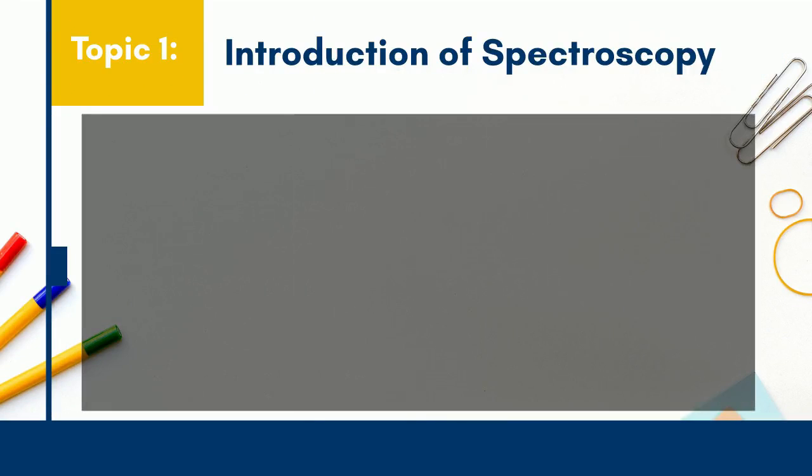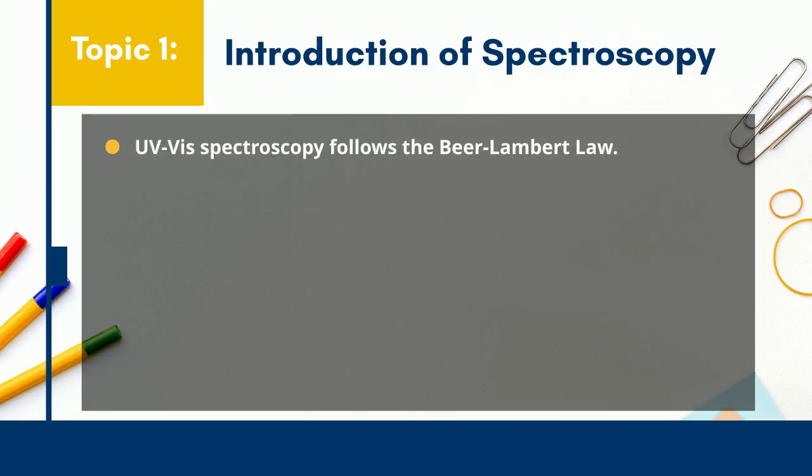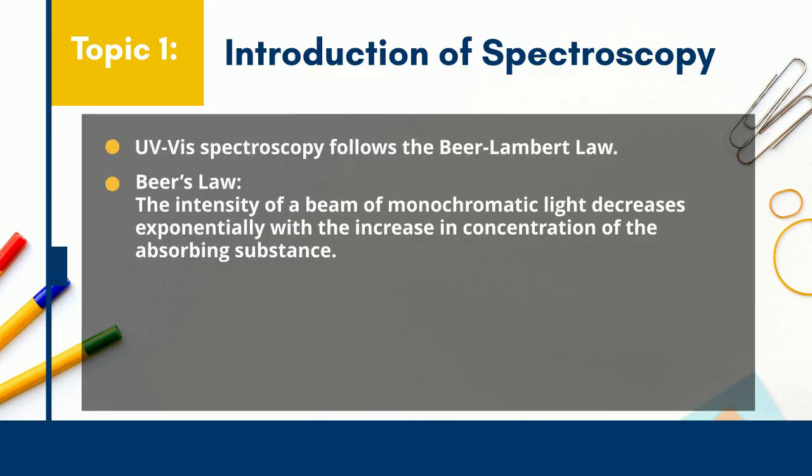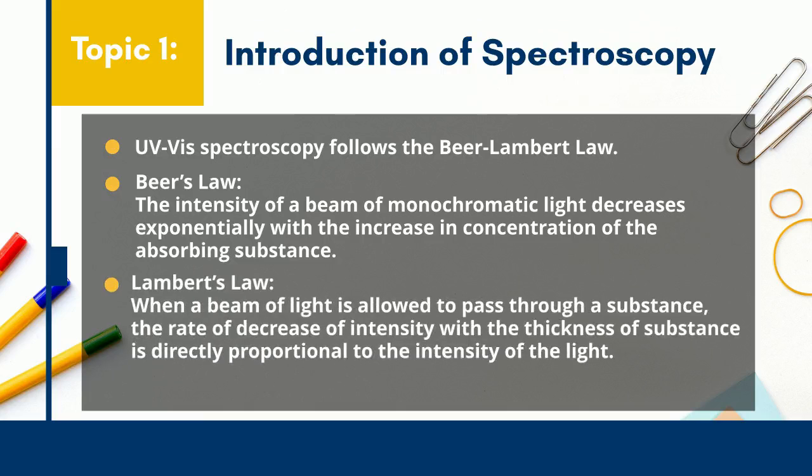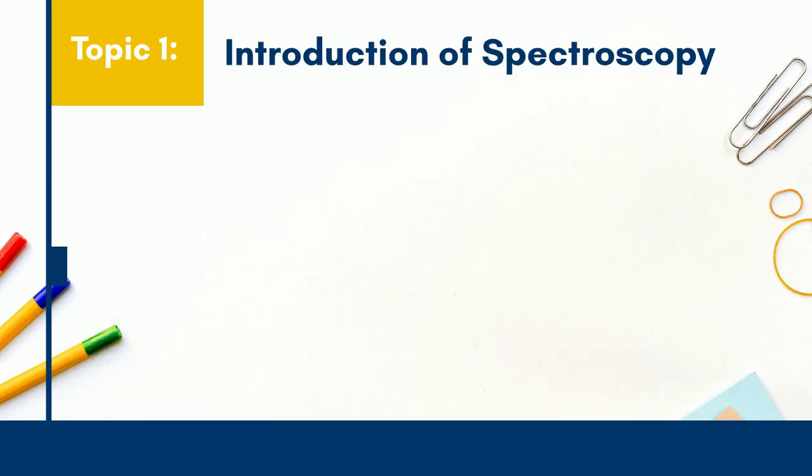The famous Beer-Lambert law is actually made up of 2 laws, known as the Beer's law and the Lambert's law. In short, the Beer-Lambert law states that the absorbance of a sample at a specific wavelength is directly proportional to the molar concentration of the absorbing substance.